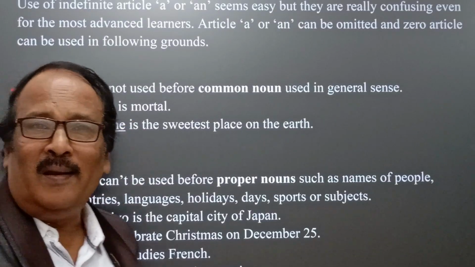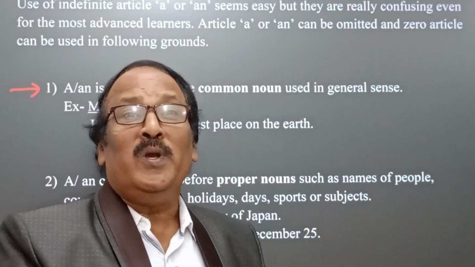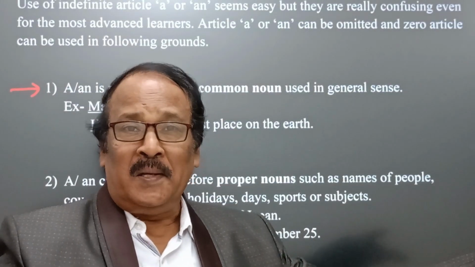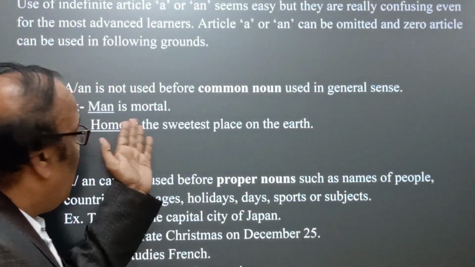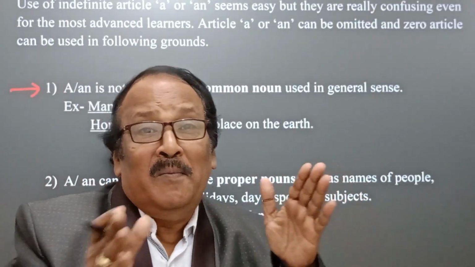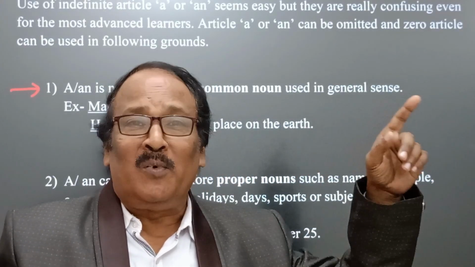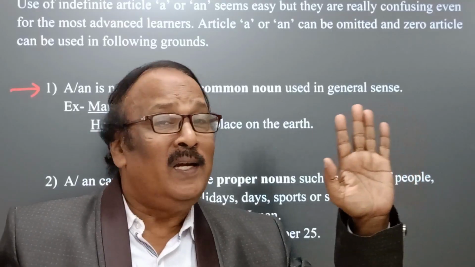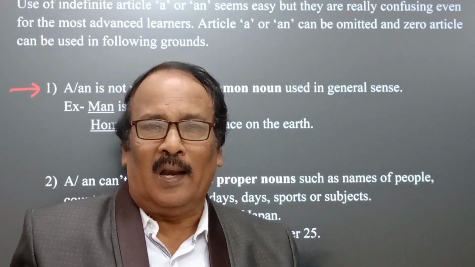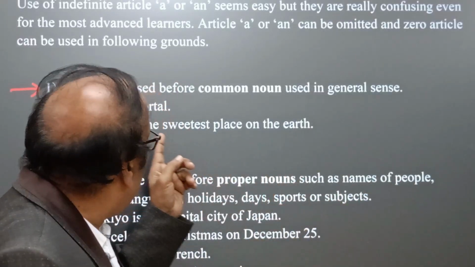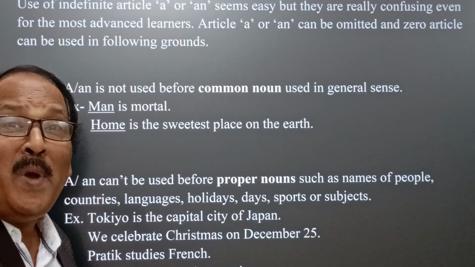Man is mortal. You see, man is a common noun because we all are man first, and man is a social animal. Man is mortal. It is because we live in the mortal world. Whatever our rank and file it may be, we have to leave this world once. It is very natural, and it is also universal. So therefore man is mortal. Here we cannot use a man.